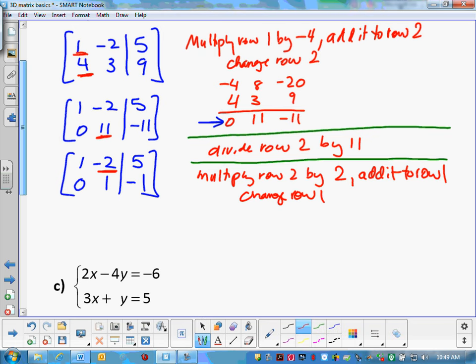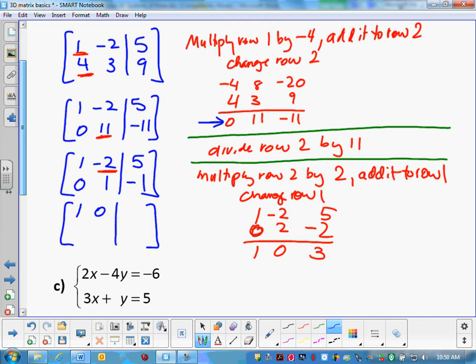So that's going to give us, let's see, we're going to multiply row 2 by 2. So that's going to give us a 0, a 2, and a negative 2. We're going to copy over row 1, so 1, negative 2, and 5, and we're going to add it, so it gives us 1, 0, 3. We're going to rewrite. We're going to change that top row into 1, 0, and 3, and the last row remains 0, 1, negative 1. So our solution then is going to be that x is equal to 3 and y is equal to negative 1.